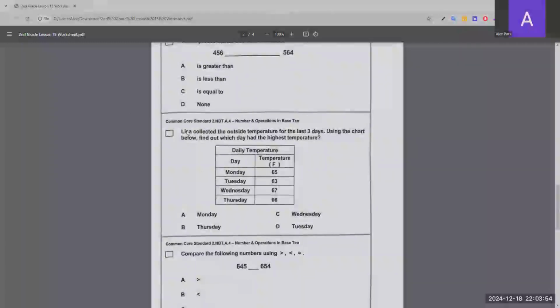Next, Lisa collected the outside temperatures for the last 3 days. Using the chart below, find out which day had the highest temperature. So by just looking at the temperature, I can see that 67 is the highest temperature that she recorded. And the day that it was 67 Fahrenheit was Wednesday. So that'd be C.